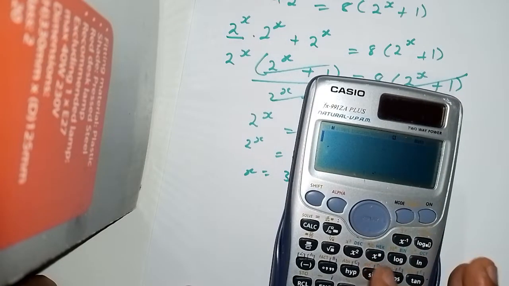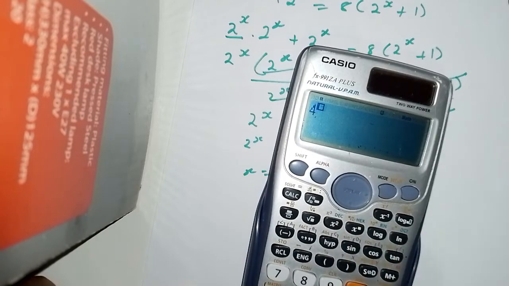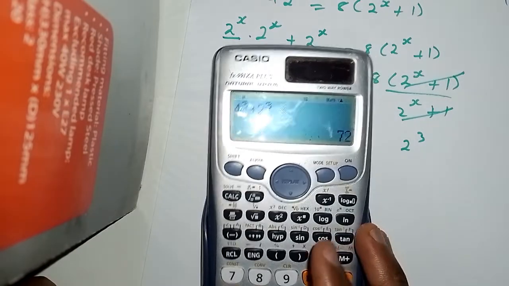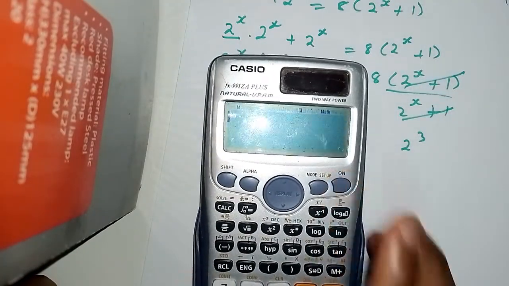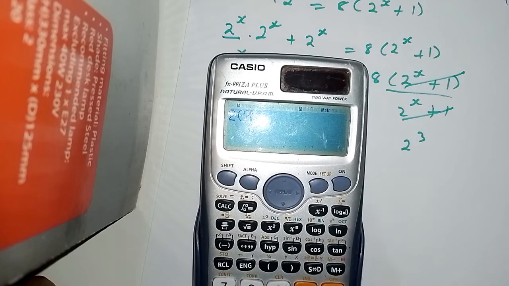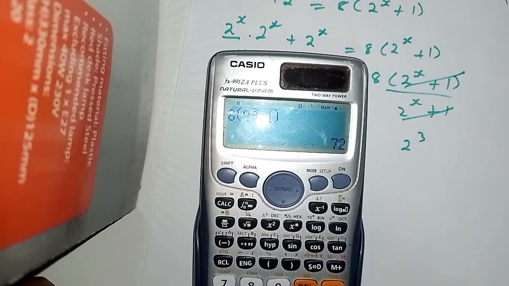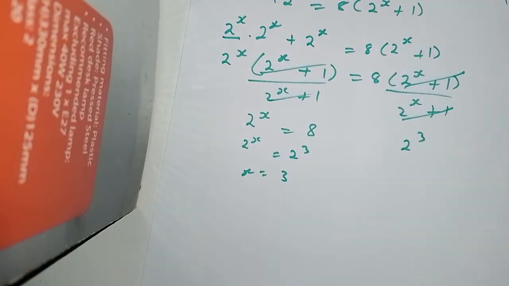If you want me to prove it, I'm not going to prove all of them because it's going to waste time. 4 to the power 3 plus 2 to the power 3, see, it's giving me 72. This one as well should give me 72. I have 8 into 2 to the power 3 plus 1, 72, right? See, it's correct.